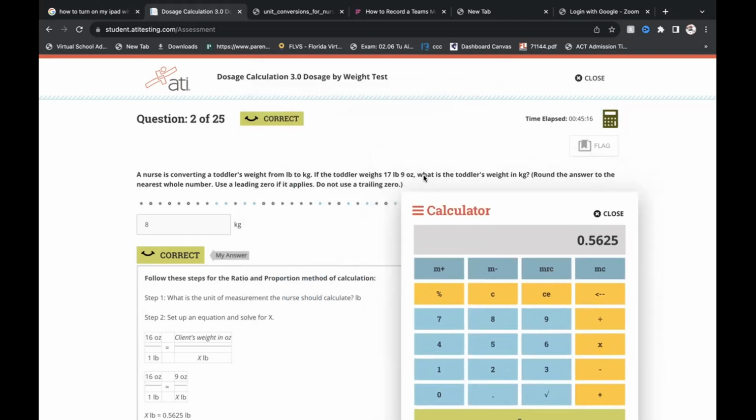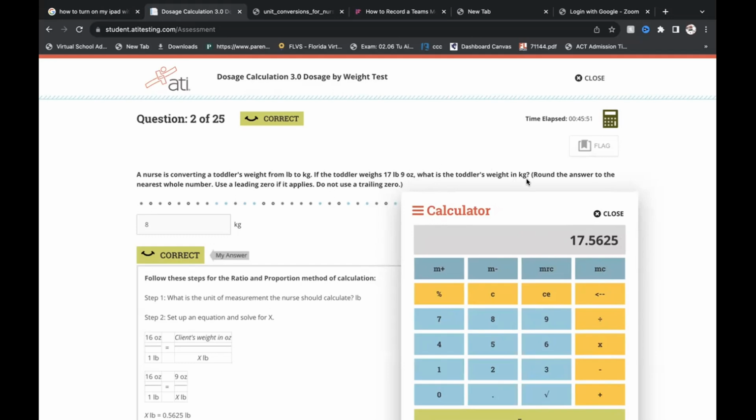Now, just to be clear, the reason that we're dividing 9 by 16 is because 1 pound is 16 ounces. And since we have less than a pound, we're going to get a number less than 1 pound. So that's why this answer is correct. 0.5625. Now we're going to add that to the 17 pounds, so we're going to get 17.5625. This is how many pounds the toddler is.